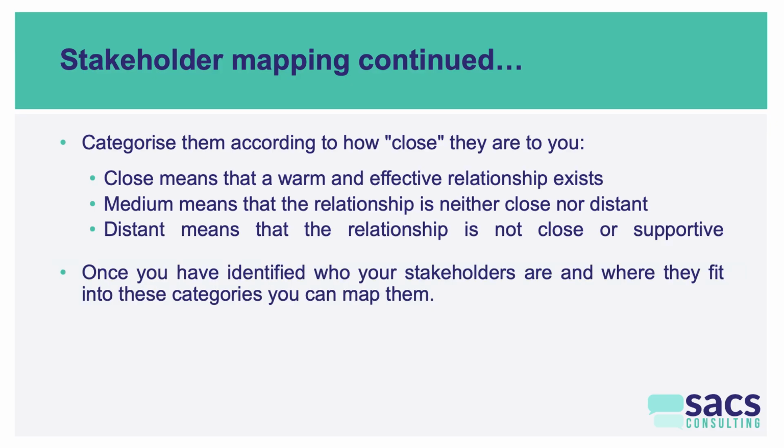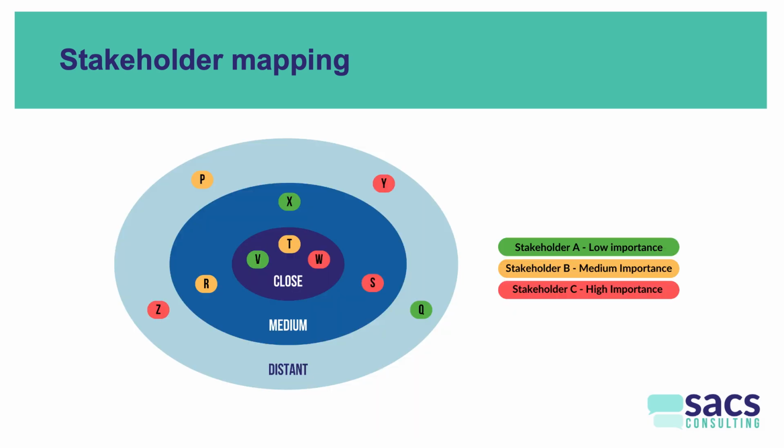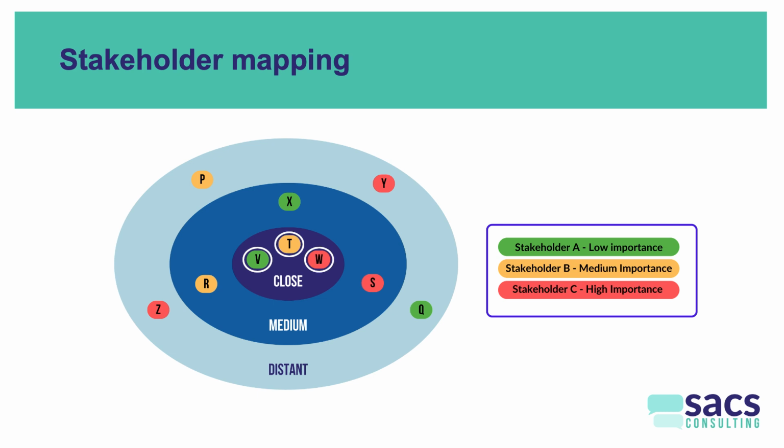Once you've identified who your stakeholders are and where they fit into the categories, you can map them. And this diagram sets off the elements of closeness and importance. V, which is a low importance stakeholder, T, which is a medium important stakeholder, and W, which is a high importance stakeholder.